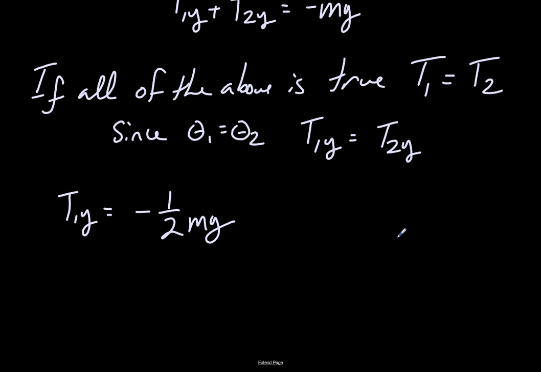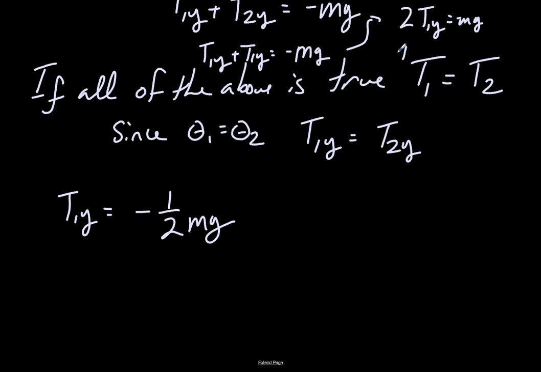Why the negative? Well, if T1y equals T2y, we could just say T1y plus T1y equals negative mg, or 2 times T1y equals negative mg, or T1y equals negative 1 half mg. So we're just essentially doing another mathematical proof, right? Now we can go ahead and solve this.